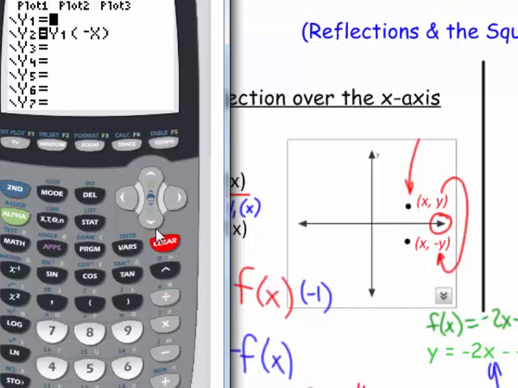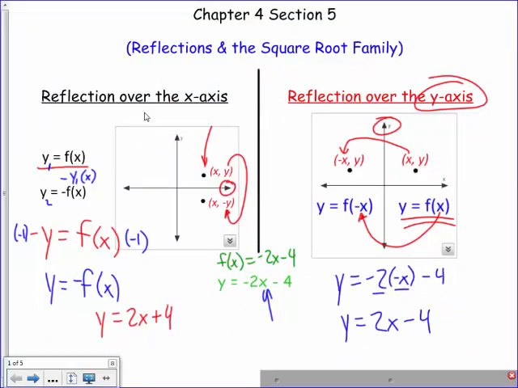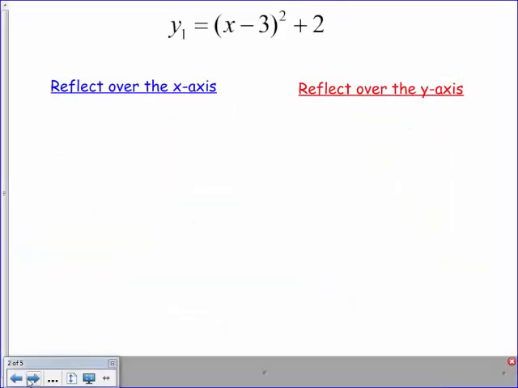There we go. All right, so I'm going to go ahead and clear those guys. All right, so going back. So remember, to reflect over the x-axis, we want to negate the y. To reflect over the y-axis, we want to negate the x. Okay, and we just kind of showed that on that last thing, how that works. So if I want to reflect this equation over the x-axis, I negate the y. So really, I'm taking negative y, or y1, equals x minus 3 squared plus 2.